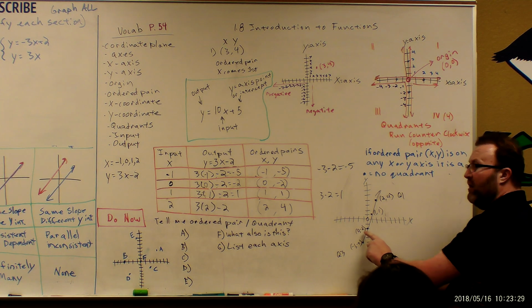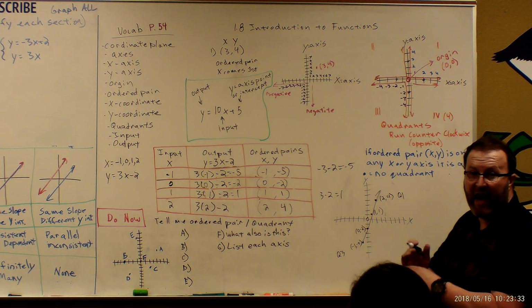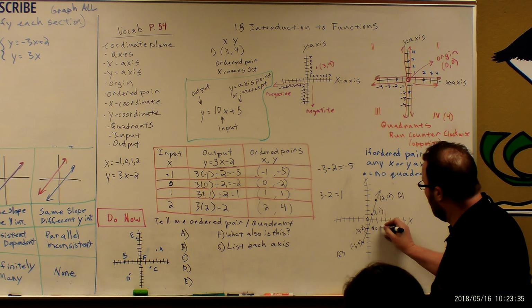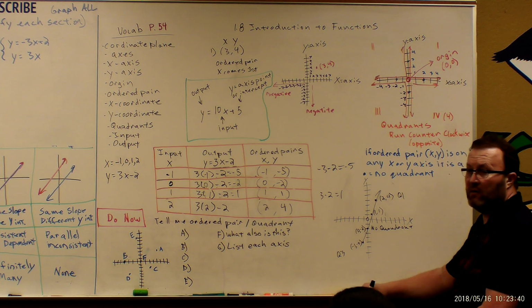What about this one right here? That would be no quadrant. Remember, if it's on the axis, it's no quadrant. So no quadrant. Okay, any questions? We have to put that on.